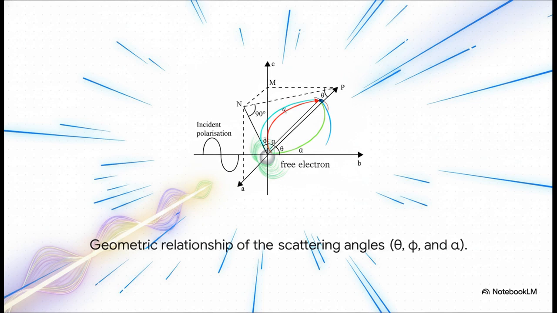I cannot stress this enough. Squaring this specific relationship is the absolute key to unlocking the rest of this 6-mark answer.